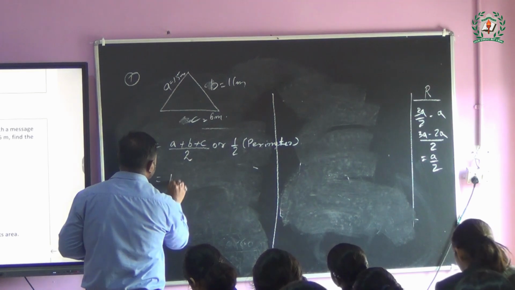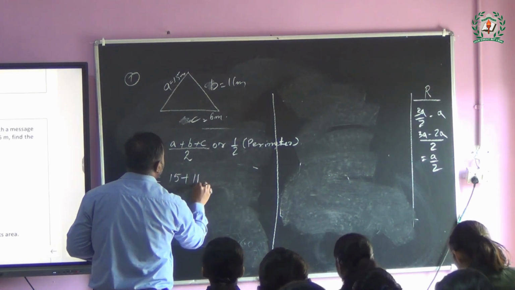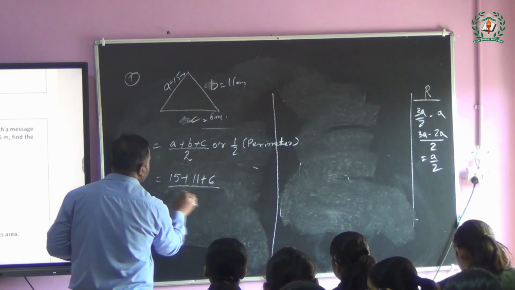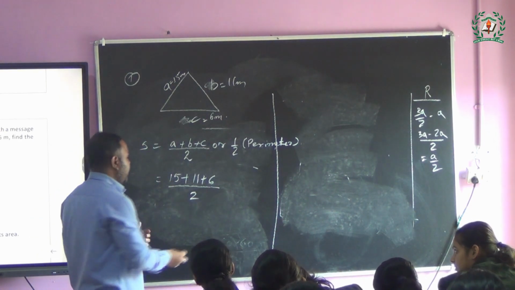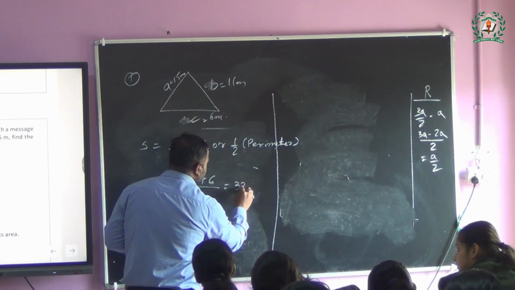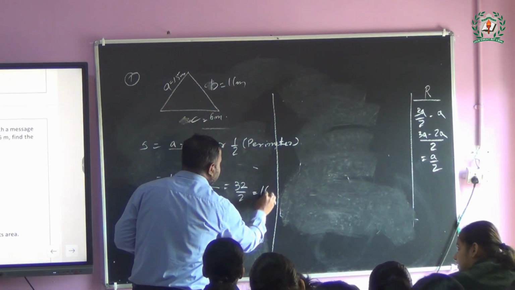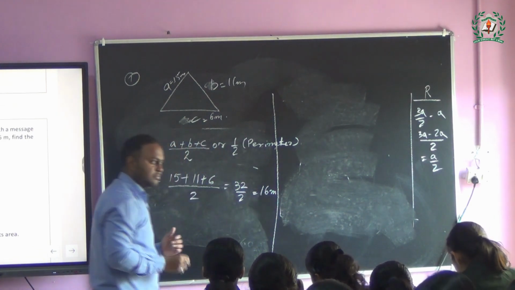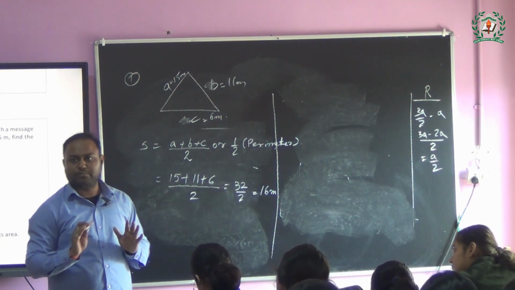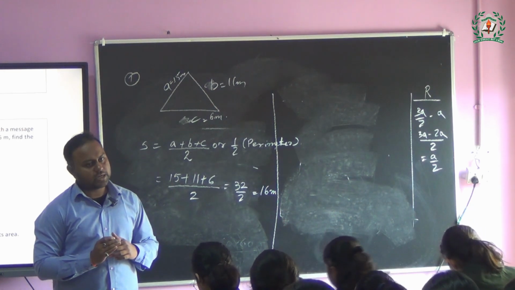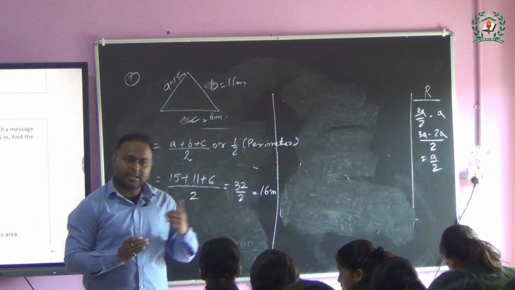What are we getting? 15 plus 11 plus 6 whole divided by 2. 32 by 2. Very good. 32 divided by 2 is equal to 16 meter. So half of the way we are done. Our half of the way is completed. Okay, class, let's go for the next step.